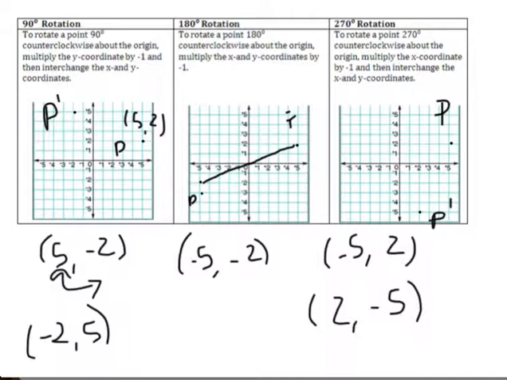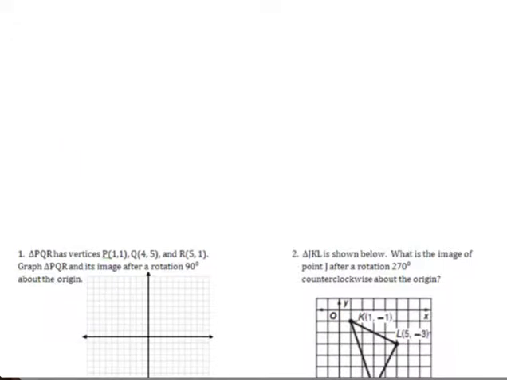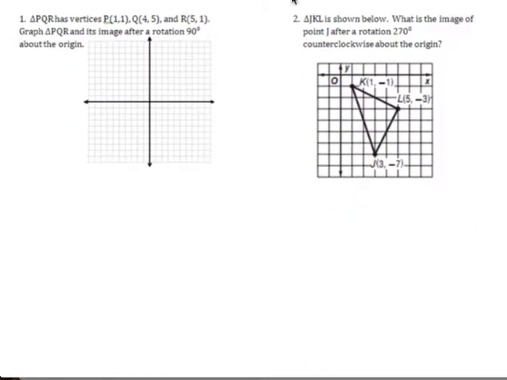Okay, let's take a look at number 1. Number 1 says triangle PQR has vertices (1, 1), (4, 5), and (5, 1). Graph the triangle PQR and its image after a rotation of 90 degrees. First, let's draw the triangle PQR. We're going over 1 and up 1, and that's going to be P. For Q, we're going over 4 and up 5. Then for R, we're going over 5 and up 1. So this right here is our triangle.